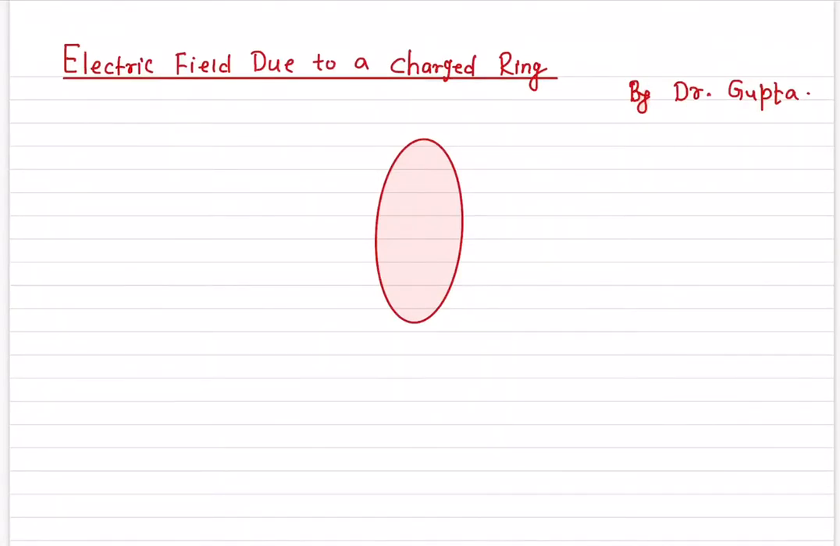In this video, I'll talk about the electric field due to a charged ring. So let us consider we have a charged ring. This is a charged ring here. This is uniformly charged, and we are interested in finding out the electric field at a point P, which is at a distance R from this charged ring.